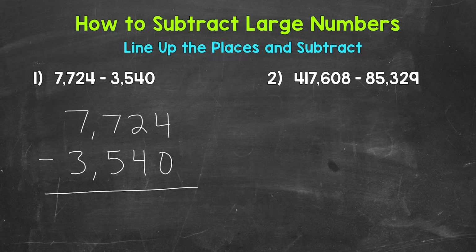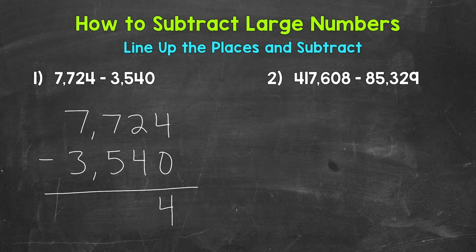Once we have everything lined up, we can subtract, and we always start with the furthest place to the right. When working with whole numbers, that's always going to be the ones place. So we have 4 minus 0, which is 4. Now we work our way left. So next we have the tens place. We have 2 minus 4, which we can't do.